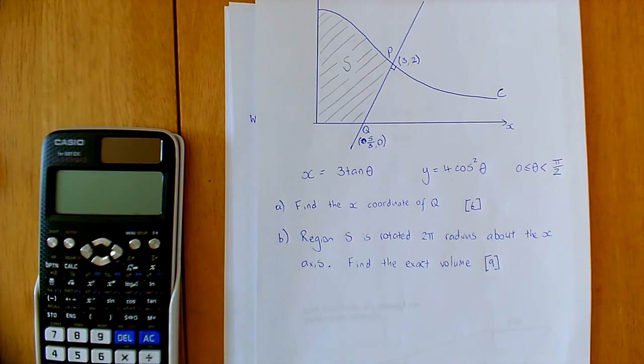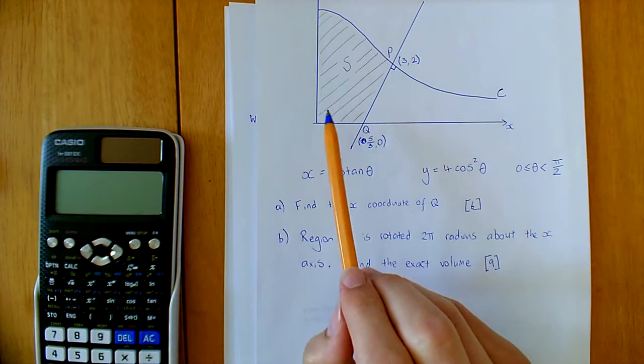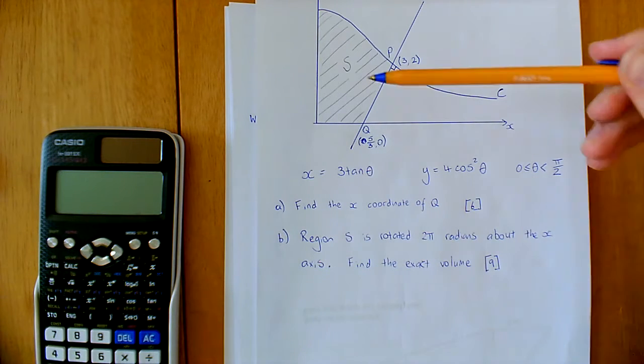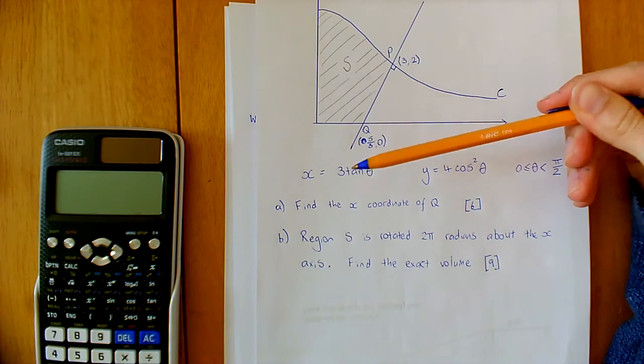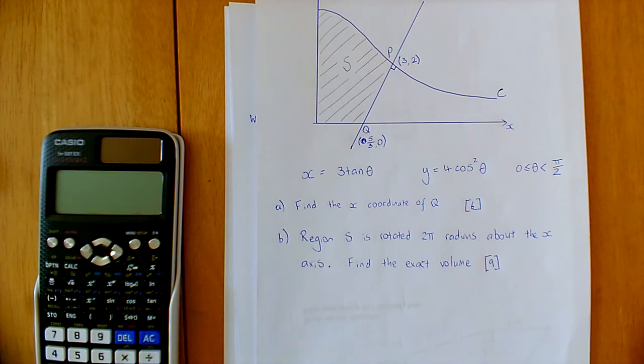Lovely. Okay, part B, we're going to take this region and we're going to rotate it 2 pi radians around the x-axis. I want to find the exact volume.